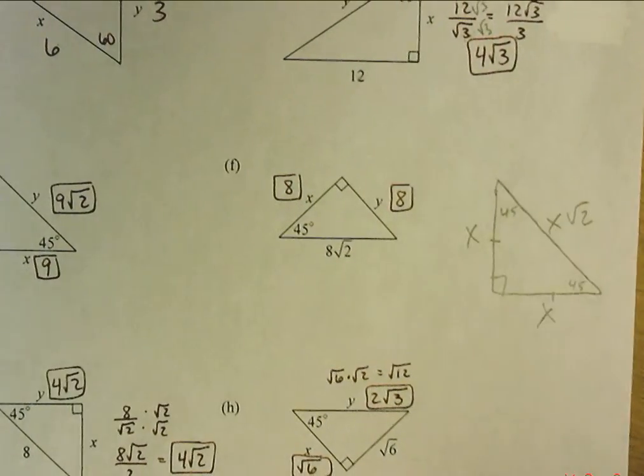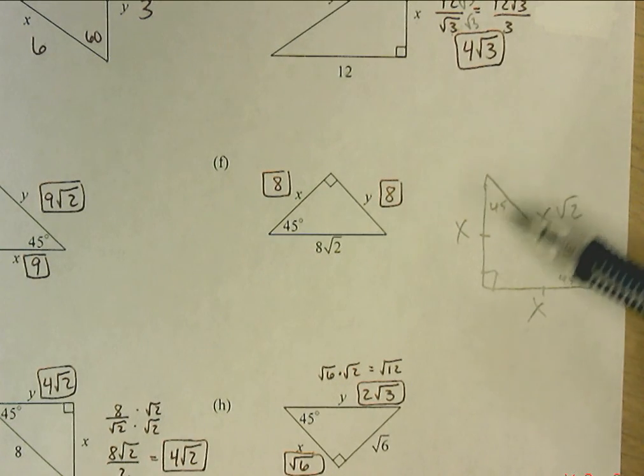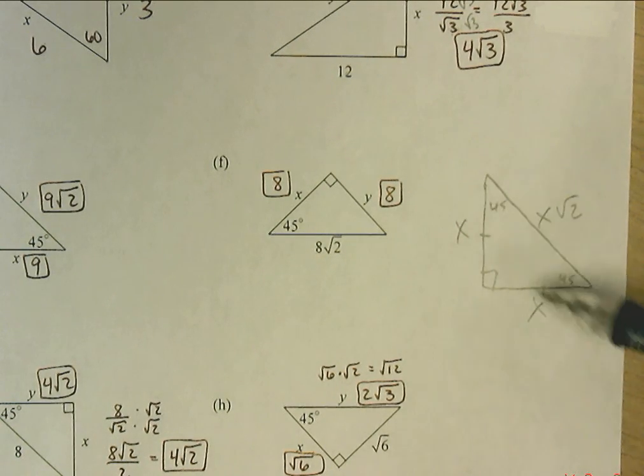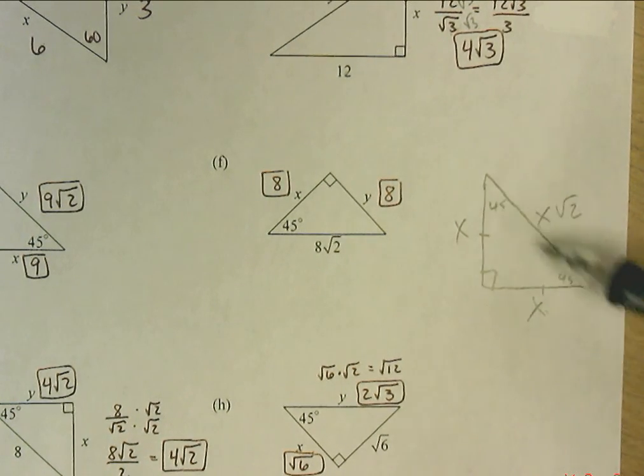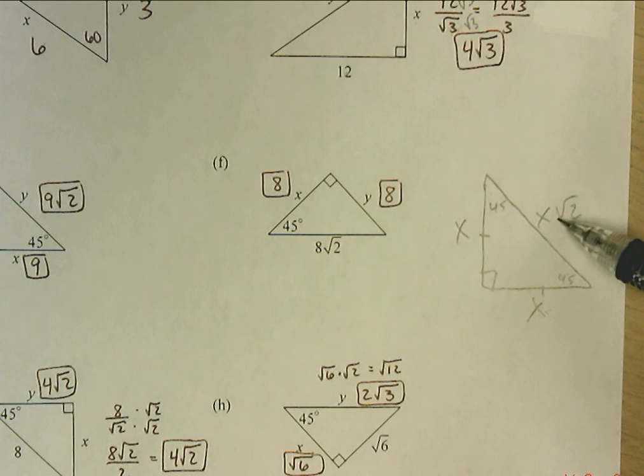The other special triangle is a 45, 45, 90 special right triangle. These two sides are the same since it's isosceles. These angles are the same, so I know it's isosceles. So these are the same. To get to the big side, which is across from the 90 degrees, you'd multiply it by the square root of 2.